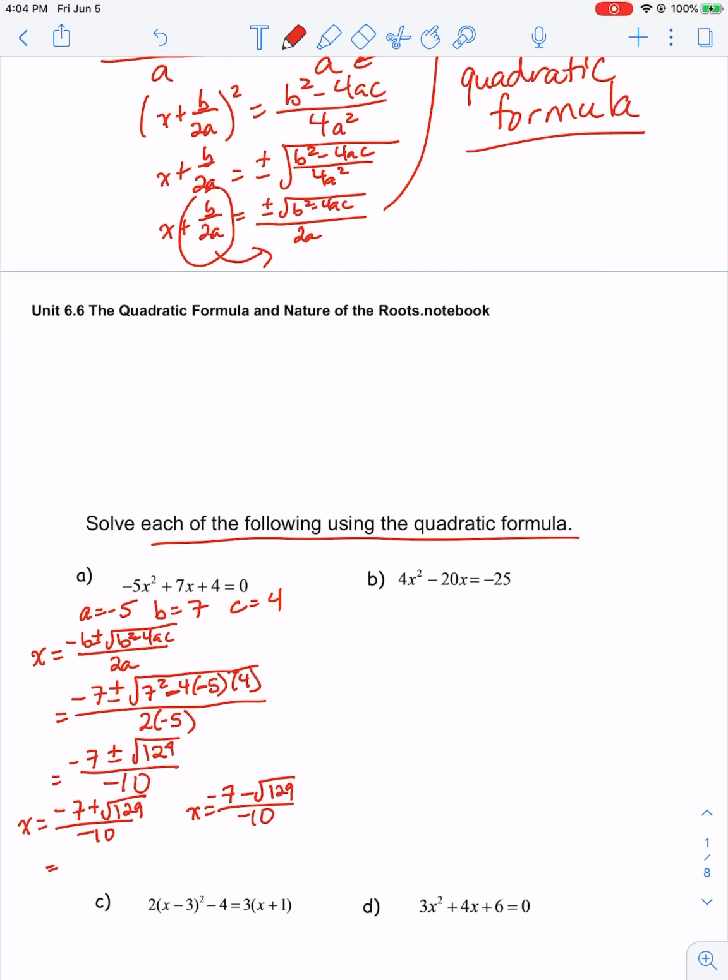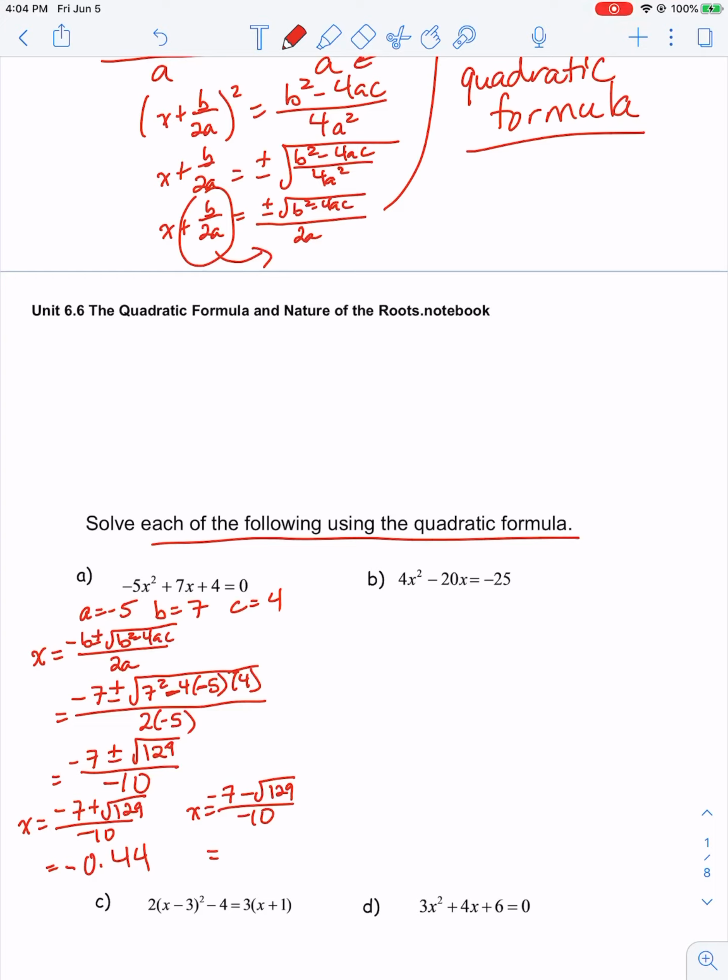So when I get my calculator out, I'm doing -7 plus the square root of 129, and I hit equals to calculate that because I need that whole answer, and then I divide that by -10, and I get an answer of -0.44 when I round to 2 decimal places. If you don't get that answer, keep trying until you do.